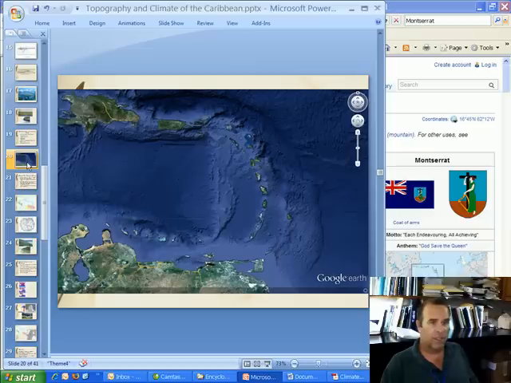So we can see that on more of a close-up on the Google satellite image. Here's the continental shelf here. You can see Trinidad is fully on the continental shelf, and also Tobago. So during the last ice age, Trinidad and Tobago would have been part of the continent of South America. Lesser Antillean islands, however, are more or less separate.